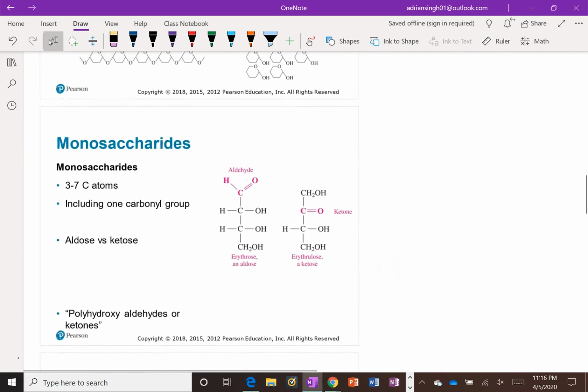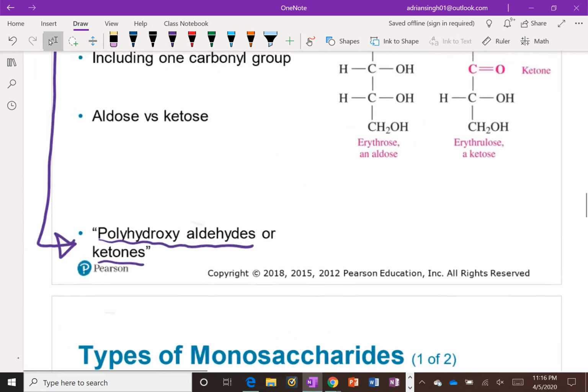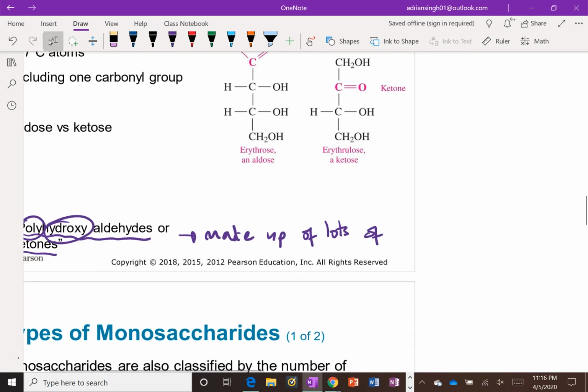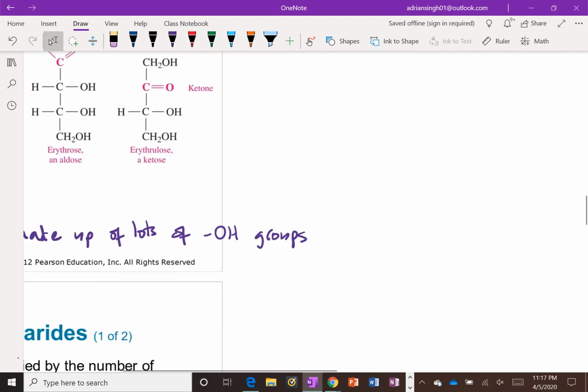So first of all, let's take a look at the monosaccharides. Monosaccharides, and sugars generally, are sometimes referred to as polyhydroxy aldehydes or ketones. So what does that mean? That means that these are made up of lots of OHs, so polyhydroxy, and then either an aldehyde group or a ketone group is present.